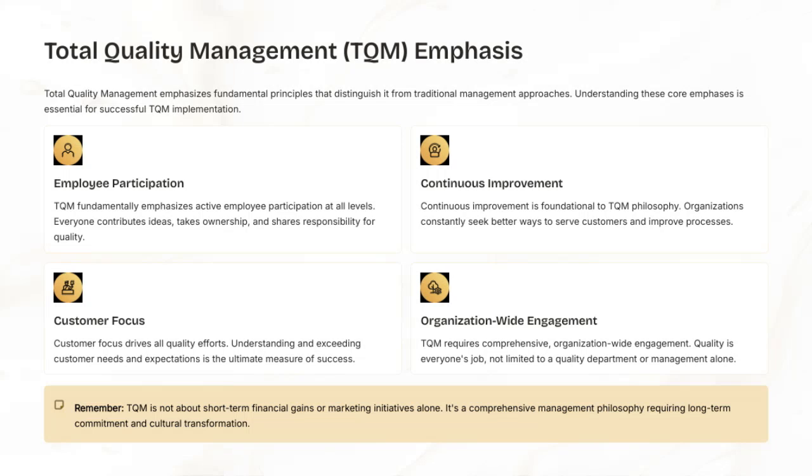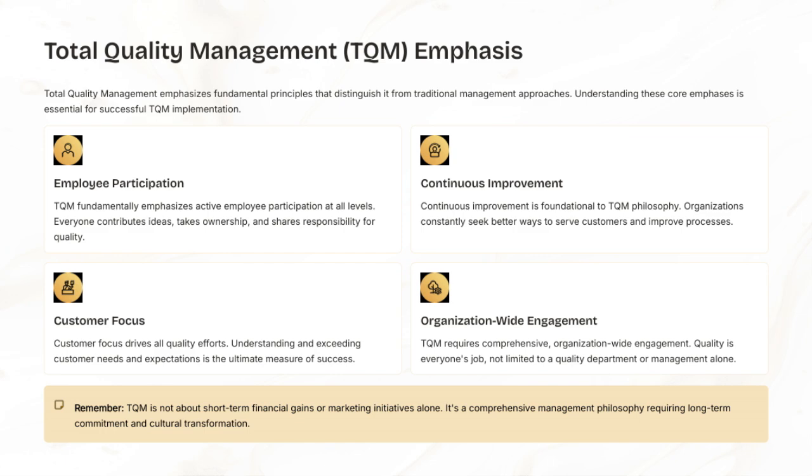Remember, TQM is not just about short-term financial gains or marketing initiatives. It's a comprehensive management philosophy that requires a long-term commitment and a cultural transformation within the organization. TQM demands organization-wide engagement, meaning that quality is everyone's responsibility, not just the quality department or management. Customer focus is at the heart of all quality efforts.